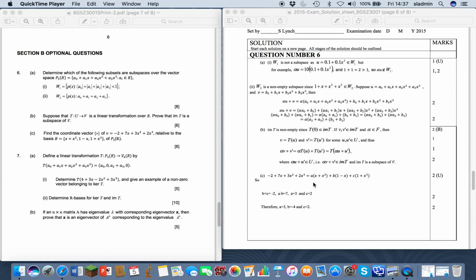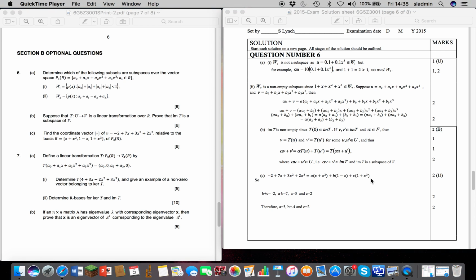So we just want the coefficients. We're looking for coefficients A, B, and C. So we just equate this. So for example, on the left-hand side here, we have a constant, -2, and that should equal the constant on the right-hand side, which in this case you can see is B plus C. So we have B plus C is -2. Then if we look at the coefficient of x, we have 7 is equal to A minus B. So A minus B is 7.